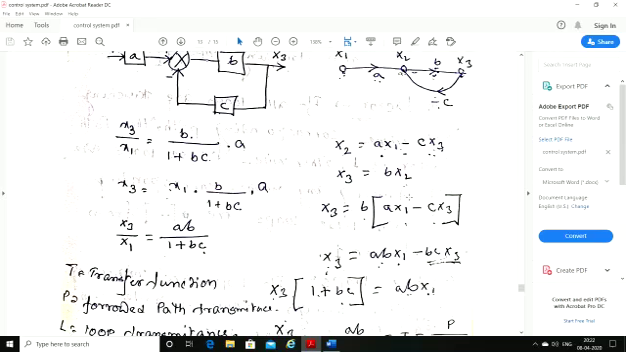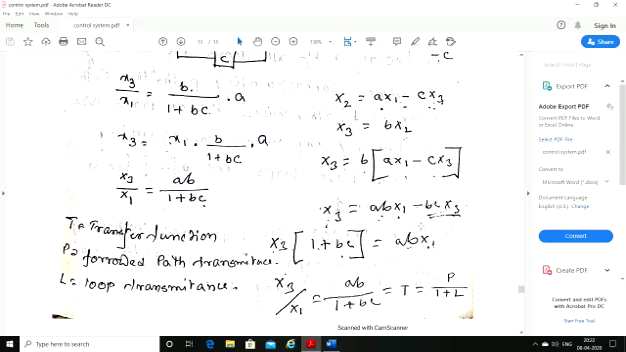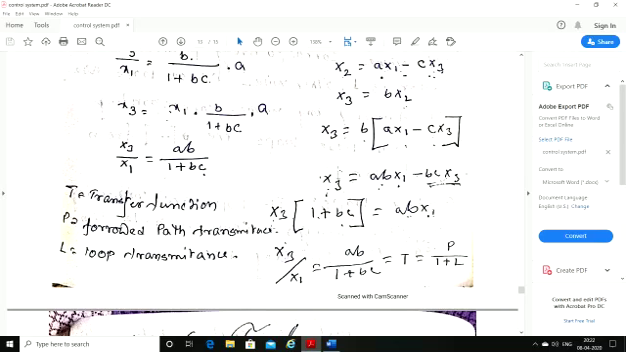We know x2 equal to ax1 minus cx3. So put b equal to x1 minus cx3 and x3 equal to abx1 minus bcx3. So x3 is gone in our left hand side, so x3 will be common, so we can write 1 minus bc equal to ab into x1, or x3 by x1 equal to ab by 1 plus bc.